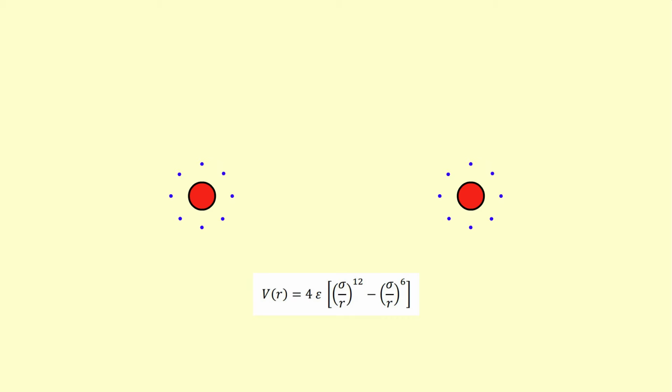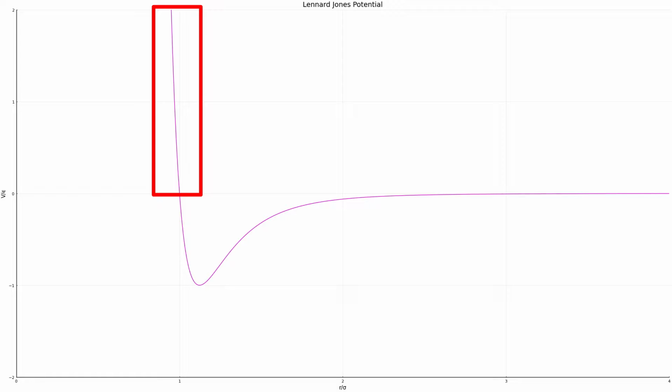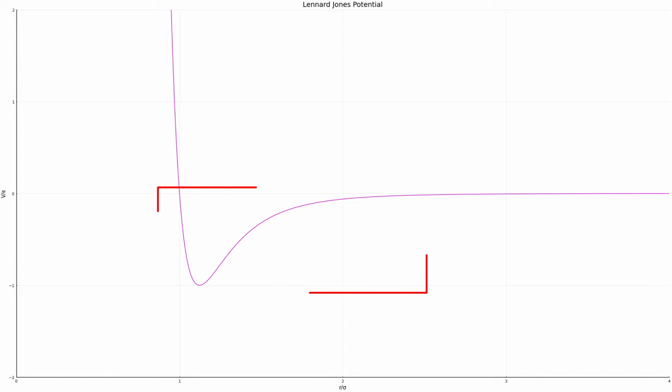Now we can see the potential is made up of two reciprocals, 1 to the power of 12 and 1 to the power of 6. We can solve this equation for a wide range of distances and produce the following graph. This summarizes that at close distances, the force of the atoms will be extremely repulsive. As they separate, it will become slightly attractive before tending towards zero.